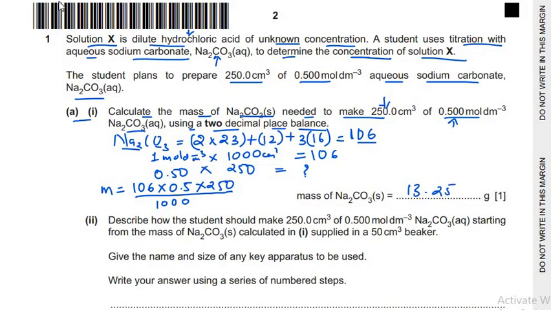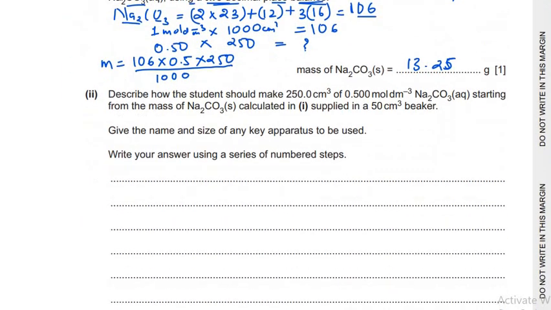13.25 gram. Now they have already written that a 2 decimal place balance is used, so accordingly we have to give the answer. So to 2 decimal places we have the mass as 13.250 gram. Let's see what is the next part.